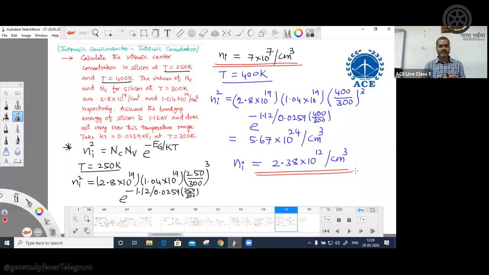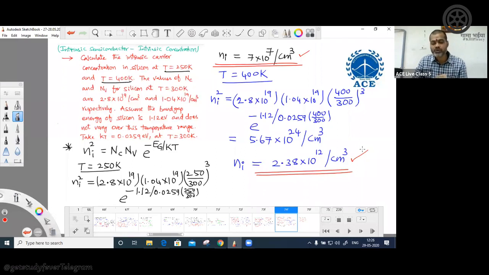Okay, hope I am clear. Now, mathematically, we can clearly observe that as you increase the temperature, the carrier concentration is increasing. From 250K, how many do you have? At 250K, it is 7 into 10 power 7 per centimeter cube. When you go to 400K, it became of the order of 10 power 12. That is almost 5 orders of magnitude changed with a 150 Kelvin variation of the temperature.